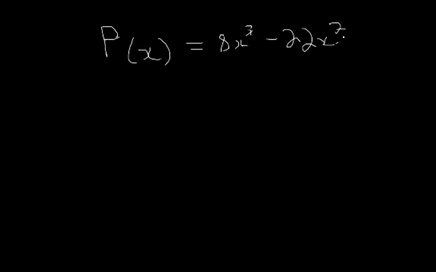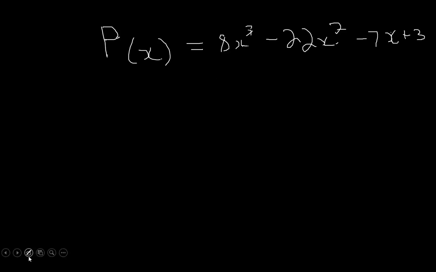Say I am given the function p of x is equal to 8x cubed. Gosh, sorry, that's a trick. Anyways, minus 22x squared minus 7, plus 3. No, 7x plus 3. So this is my polynomial.